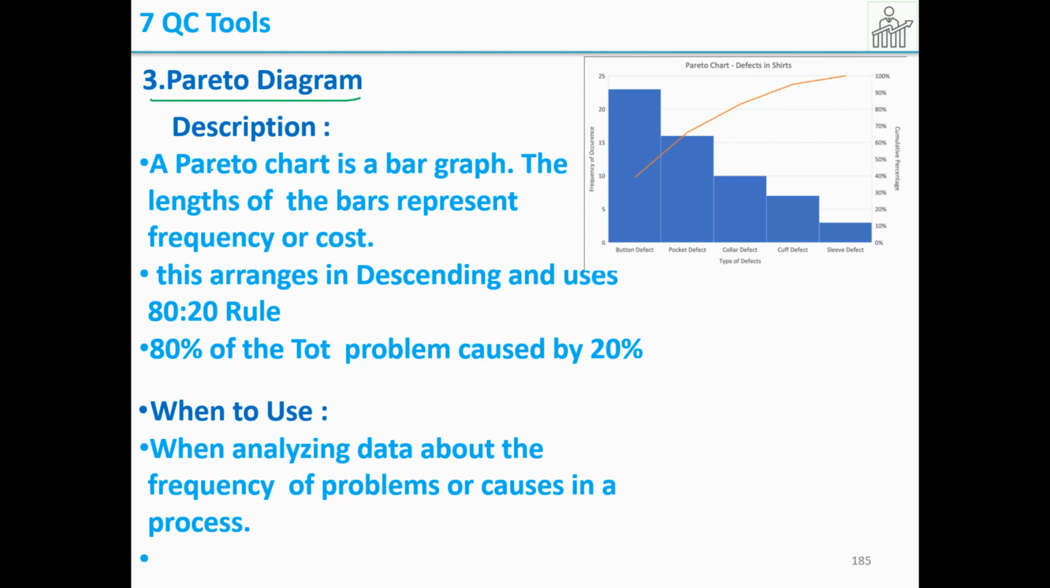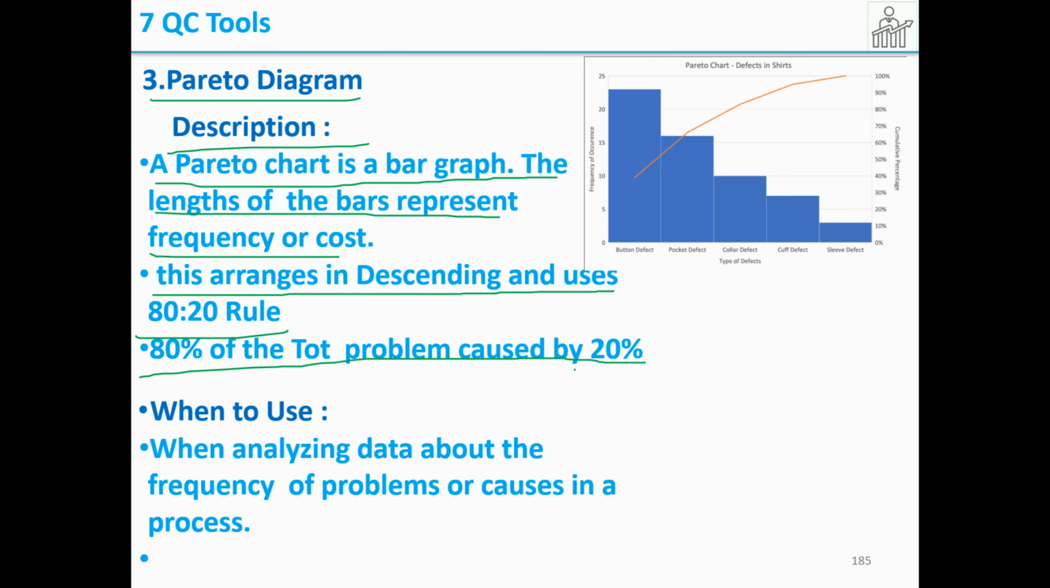Next is Pareto diagram description. A Pareto chart is a bar graph. The lengths of the bars represent frequency or cost. This is arranged in descending order and uses the 80-20 rule: 80% of the total problem is caused by only 20%. When to use? When analyzing data about the frequency of problems or causes in a process.